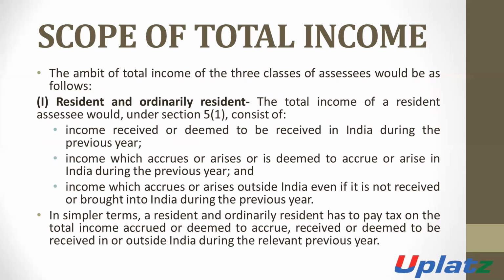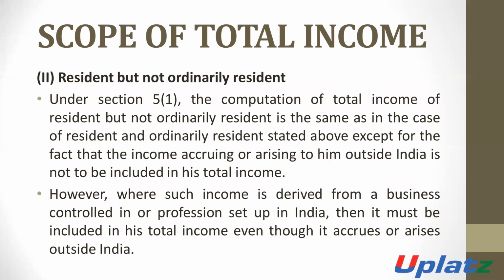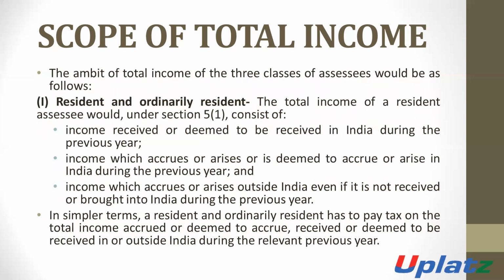To calculate the total income of the assessee, there are three classes of assessee. Number one, resident and ordinarily resident. Number two, resident but not ordinarily resident. And number three, non-resident. First, we will discuss resident and ordinarily resident: the person who is a resident of India as well as ordinarily resident of India.